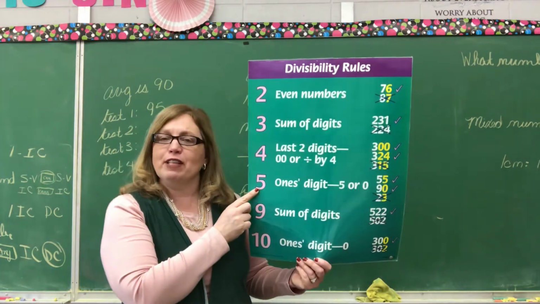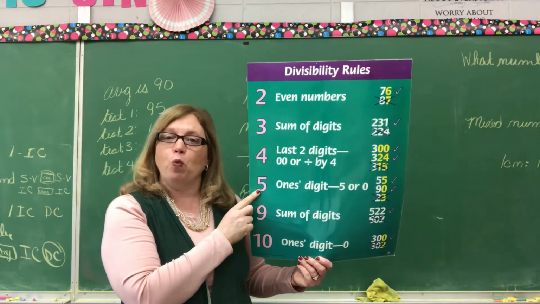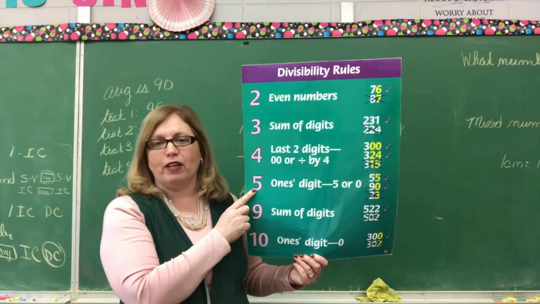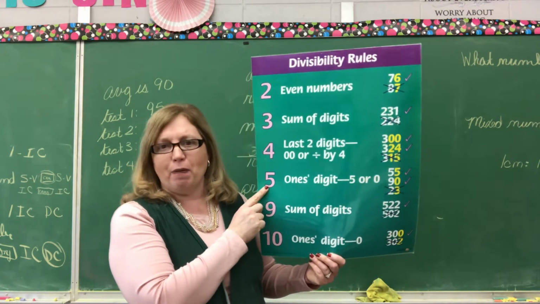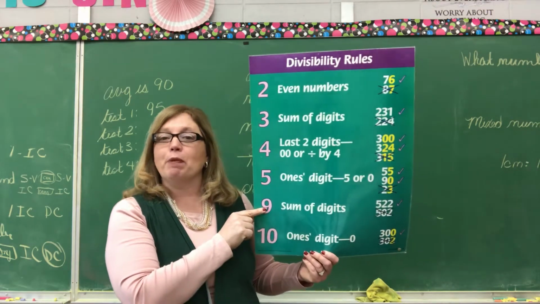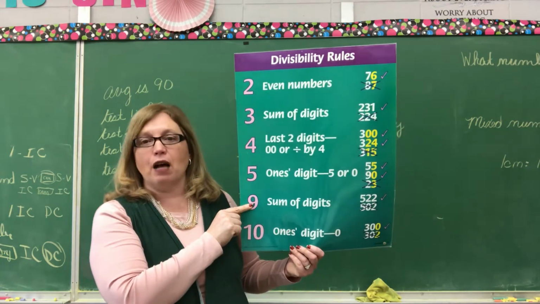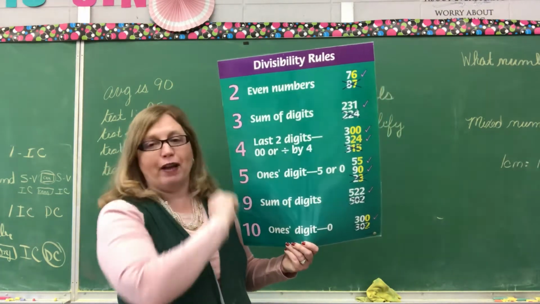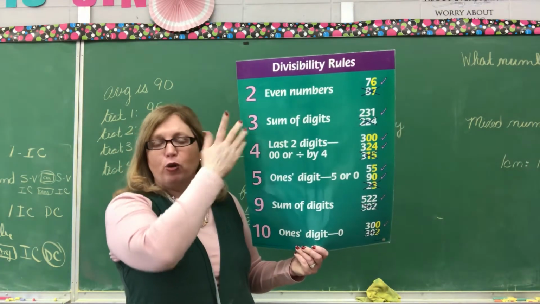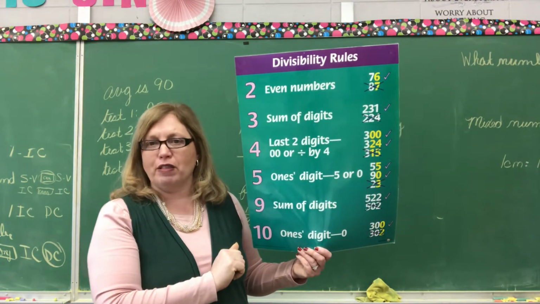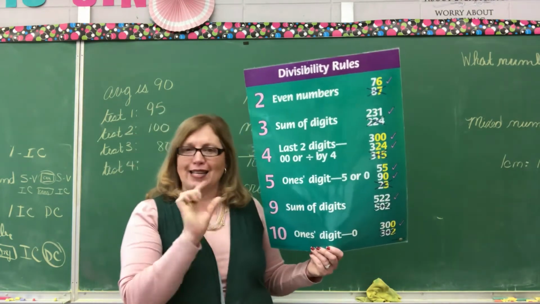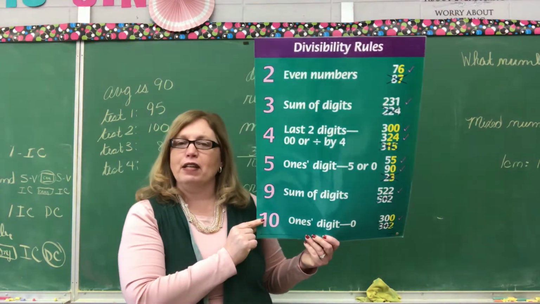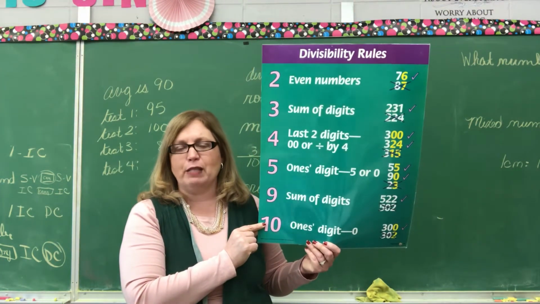A number is divisible by 5 if the ones column is a 0 or a 5. If it ends in a 0 or if it ends in a 5, it is divisible by 5. A number is divisible by 9 if the sum of the digits is divisible by 9. That's the same rule as divisible by 3, except here we're saying, is that sum divisible by 9? And the 10. If a number ends in a 0, it is divisible by 10.